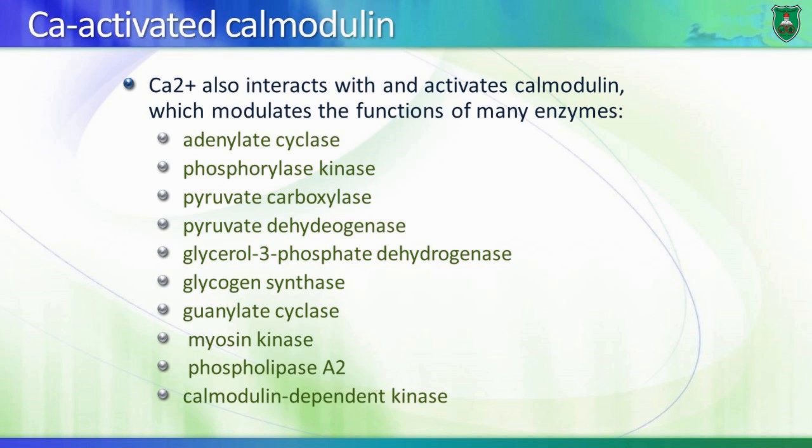In the cell, it can bind to calmodulin, and calmodulin modulates the functions of many enzymes. Notice what these enzymes are. You have adenylyl cyclase, you have phosphorylase kinase, you have pyruvate carboxylase, all of these metabolic enzymes that are regulated by calmodulin.